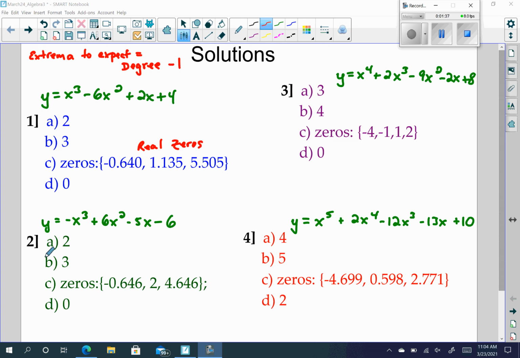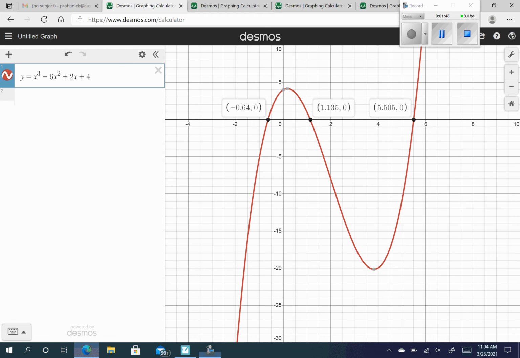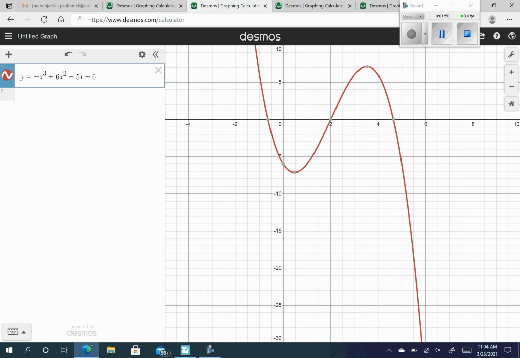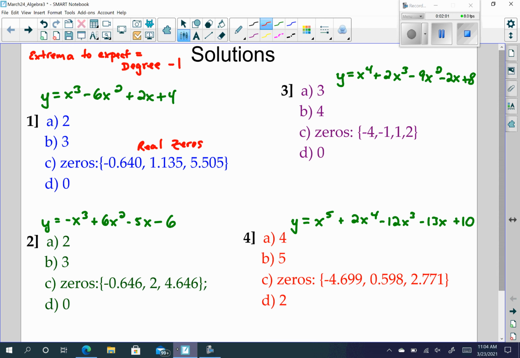All right, for number 2, the max number of extrema is going to be the degree, 3, minus 1, which is 2. For B, the total number of complex zeros is the degree. Let's take a look at this graph. So we're looking at the zeros of negative 0.646, 2, and 4.646. And again, we have 3 real zeros, 3 complex zeros is to be expected, so no imaginary zeros.